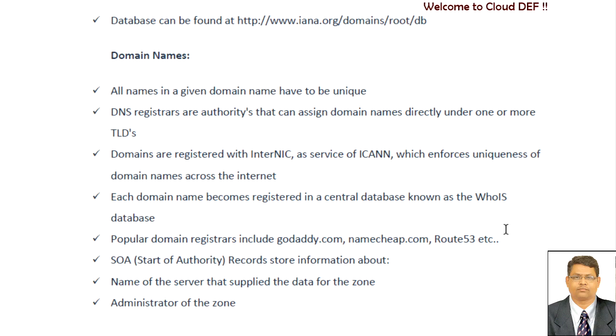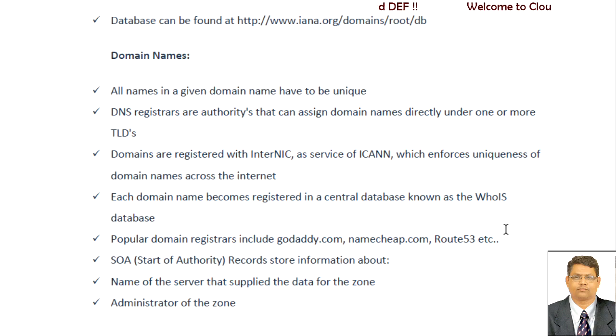Database can be found at http://www.iana.org/domain/root/db. Domain names. All names in a given domain name have to be unique. DNS registrars are authorities that can assign domain names directly under one or more TLDs. Domains are registered with InterNIC, a service of ICANN, which enforces uniqueness of domain names across the Internet. Each domain name becomes registered in a central database known as the WHOIS database.